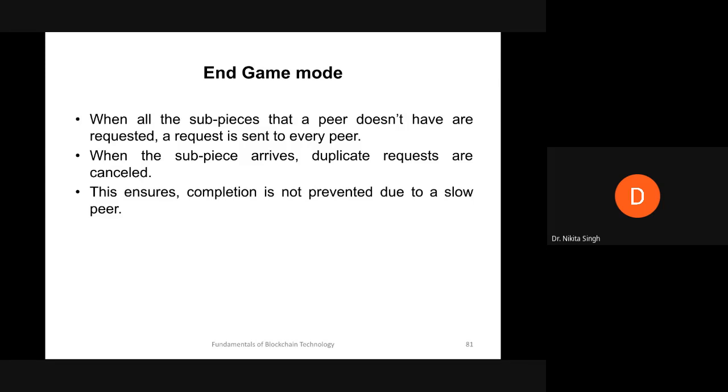So what you are doing here is sending a request for all the sub pieces to all the peers on your swarm. In this case, you may get multiple copies of the same sub pieces, but you can always cancel the request later once you have downloaded all the sub pieces. So this ensures that the completion of a file is not prevented due to some slow peer on the network.